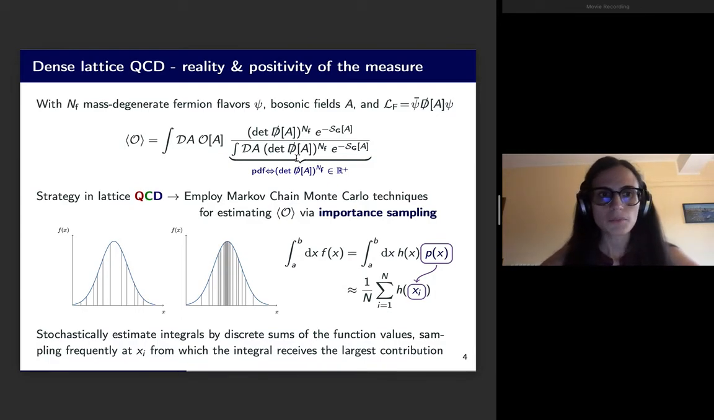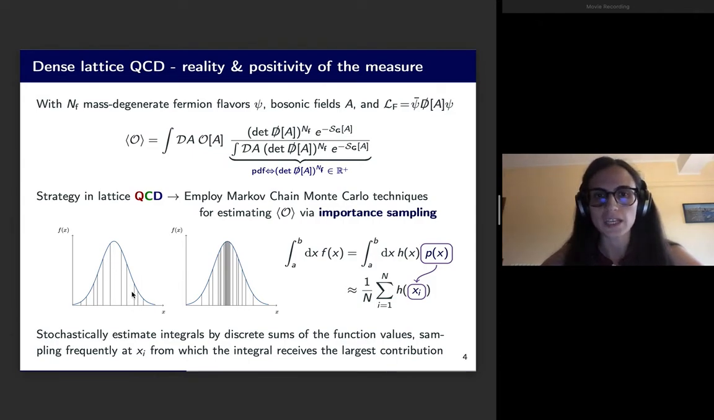Why do we want to do that? Because our strategy in lattice QCD is to stochastically estimate the integral through a discrete sum of the integrand values. And we want to sample more frequently at values of the abscissa, or of the independent parameter, from which the integral receives the largest contribution. For this, I added this one-dimensional example where you can see that it is way more effective to measure the integral by sampling in a strategic way rather than sampling completely at random.